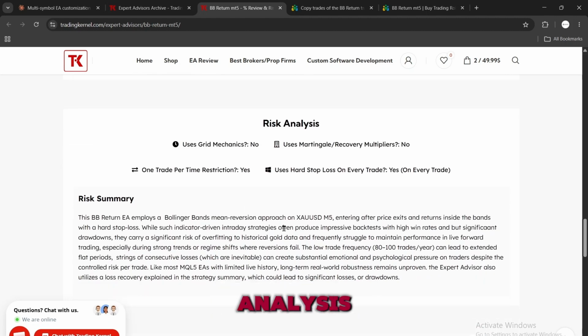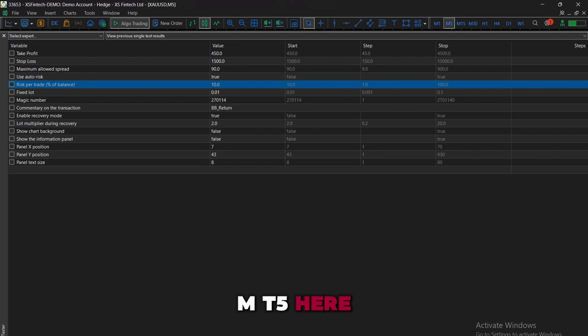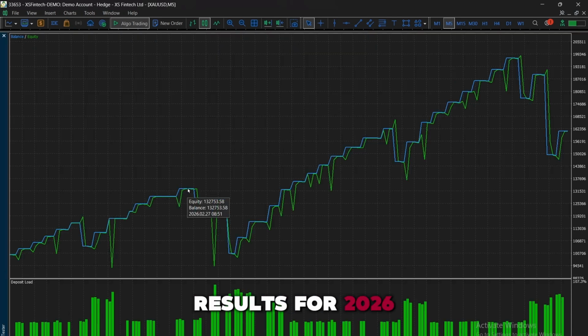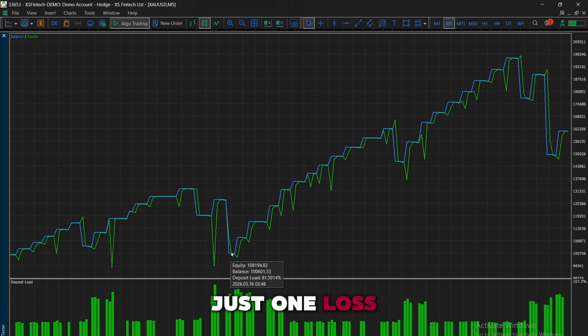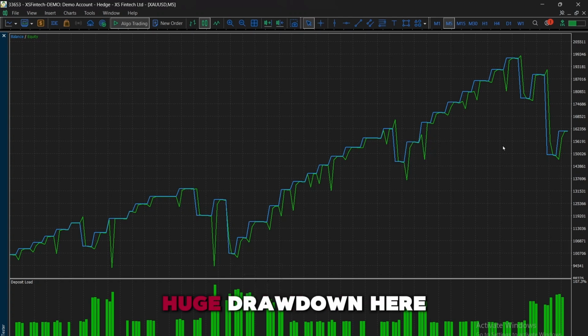So let's look at the risk analysis. We've already talked a lot about this, but I'm just going to add one thing. If you look at the MT5 here, this is just the backtest result for 2026. We started at 100,000, and then we had a good month of profits, I think, from January. And as you can see in February here, just one loss alone sent us back to 108,000. You can see we had pretty high drawdowns here, right? And then we had a good period here. We had a huge drawdown here.